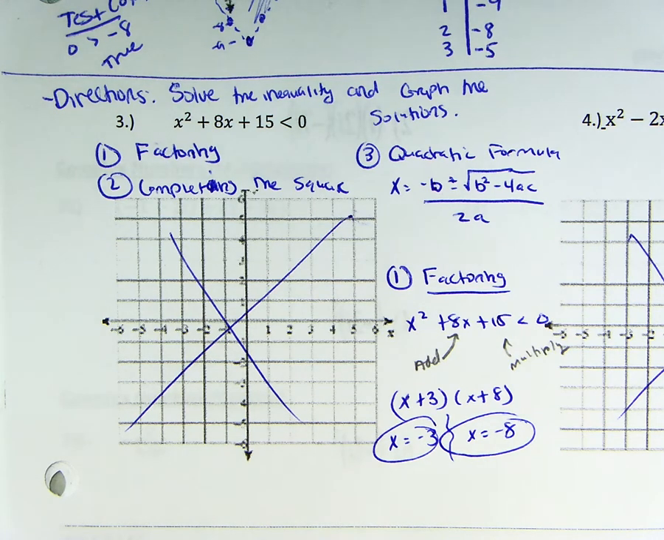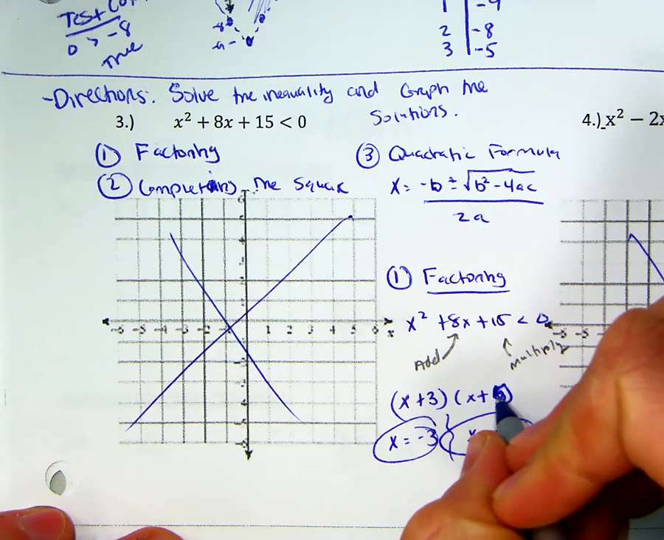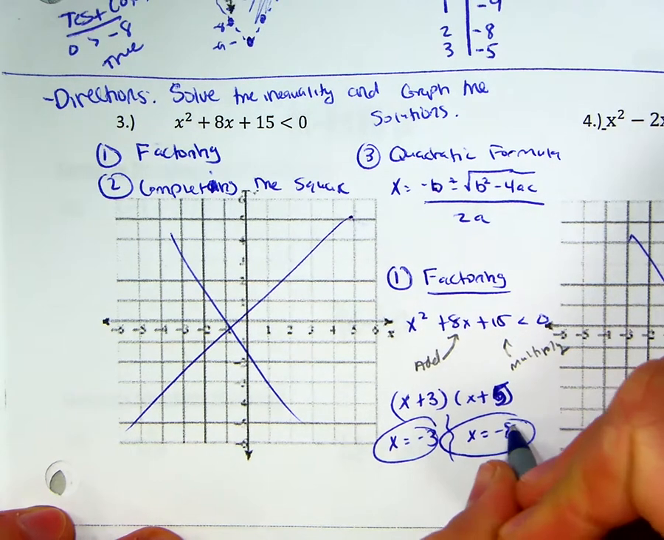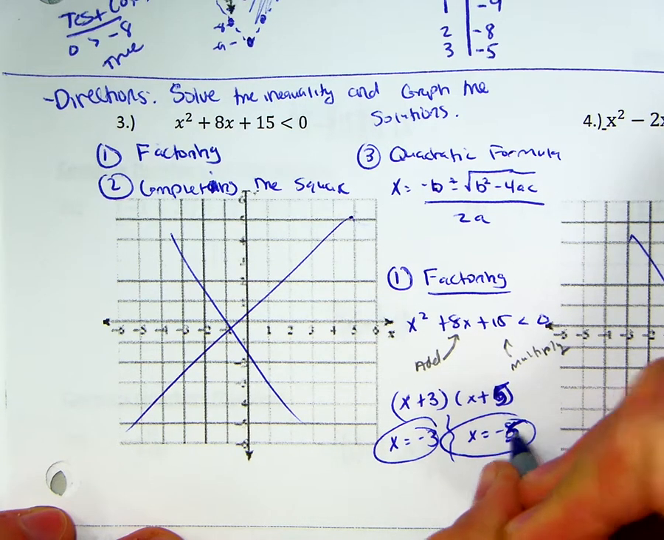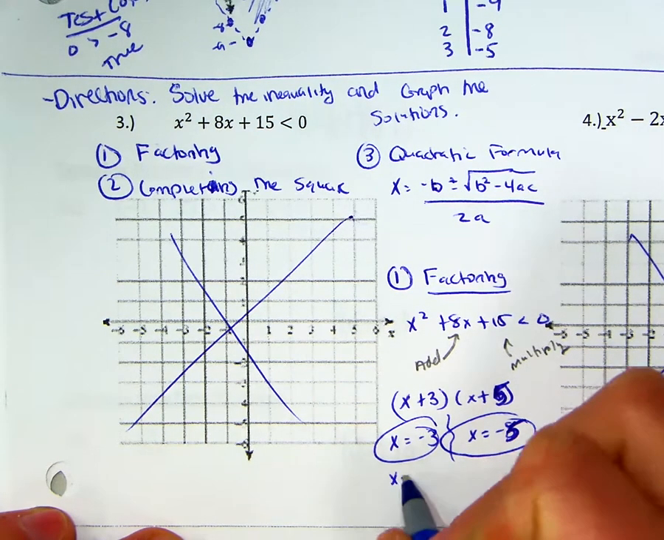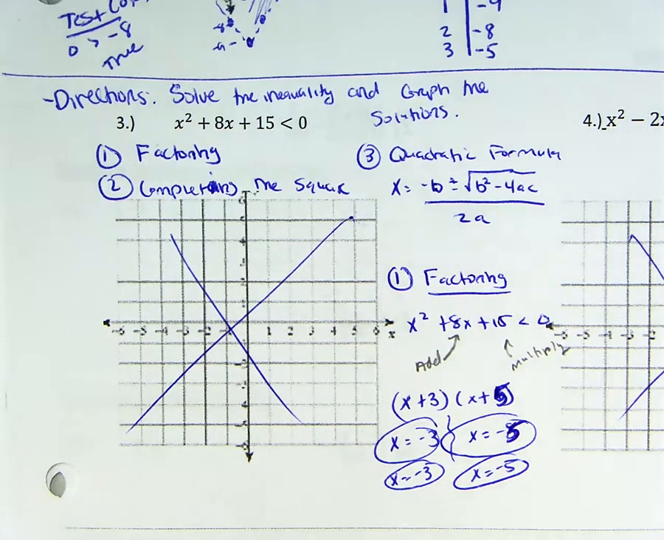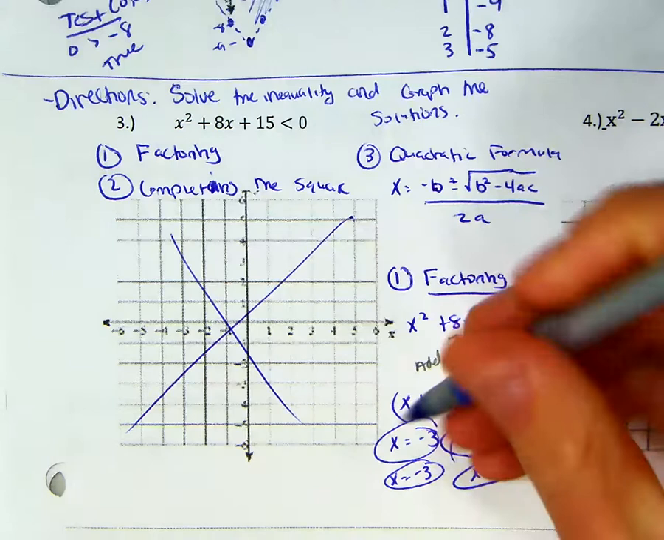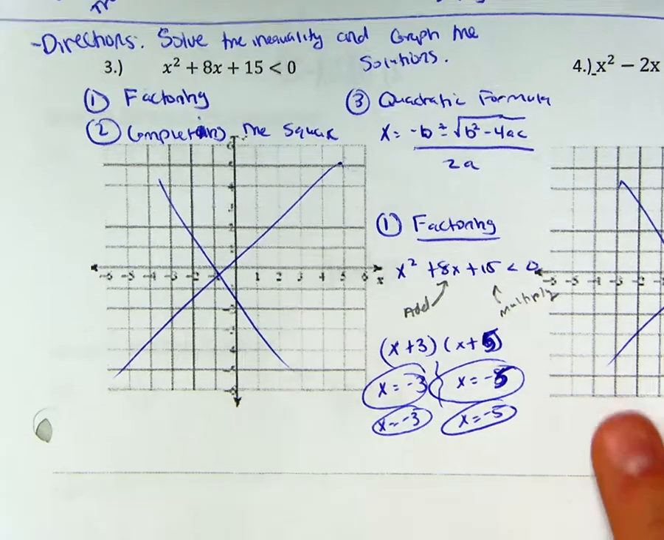Oh, sorry, that's not negative 8. That's a mistake. There we go. This should be 5. So we get x equals negative 3 and x equals negative 5. They add to 8, 3 and 5 here. Once you get that, now you actually have to graph the solutions on a number line to show me where the solutions are.